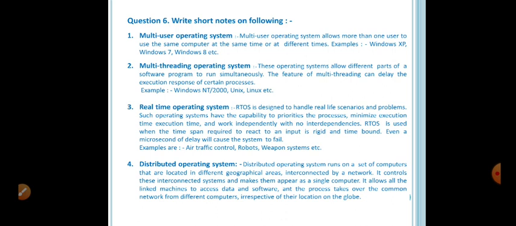Last one, distributed operating system. Distributed operating system runs on a set of computers that are located in different geographical areas. Interconnected by a network, it controls these interconnected systems and makes them appear as a single computer. It allows all the linked machines to access data and software, and the process takes over the common network from different computers, irrespective of their location on the globe. So this is the full solution of your exercises.